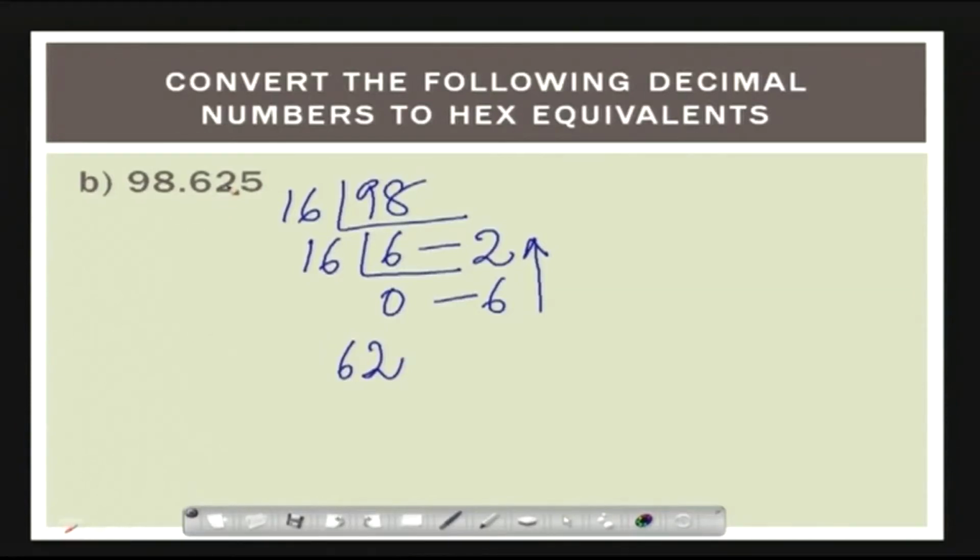Now, I have to convert 0.625 also to hexadecimal. So, what I should do now is multiply 0.625 by 16. If I multiply this, I will be getting 0, because 5 into 16 gives me 80 and 8 will come here, 16 into 2 gives me 32, 32 plus 8 will give me 40, carry 4, and 96 plus 4 will give me 10.000, and 10 is nothing but A. So, the answer will be 62.A.